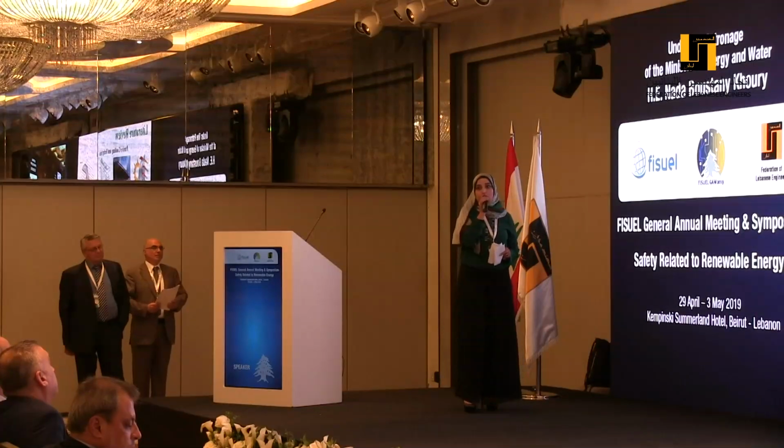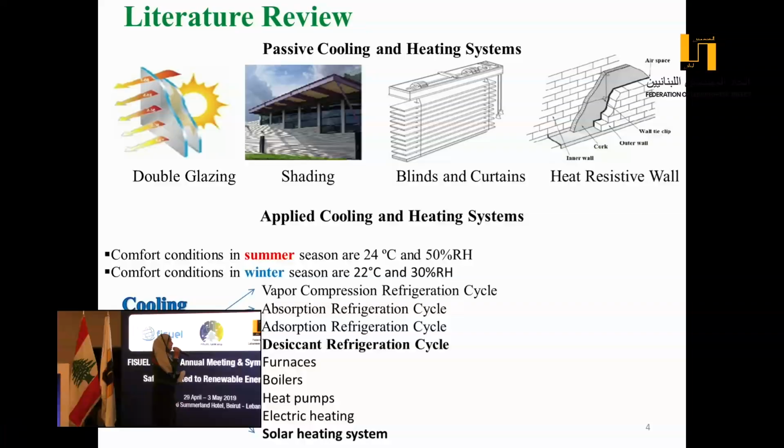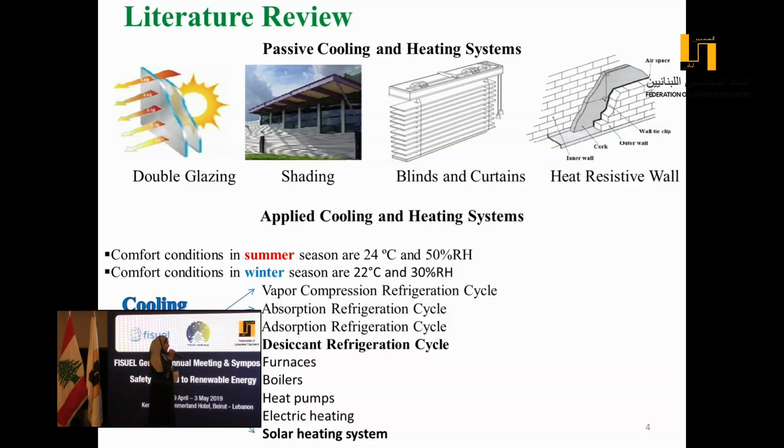As an overview of all the available systems, first we'll start with the vapor compression refrigeration cycle. It is the commonly used system. It consists of a compressor, evaporator, condenser, and throttling valve. The second and third are the absorption and adsorption systems. These systems are characterized in that, compared with the vapor compression refrigeration cycle, the compressor is replaced by a chemical thermal compressor. And finally is the desiccant refrigeration cycle.